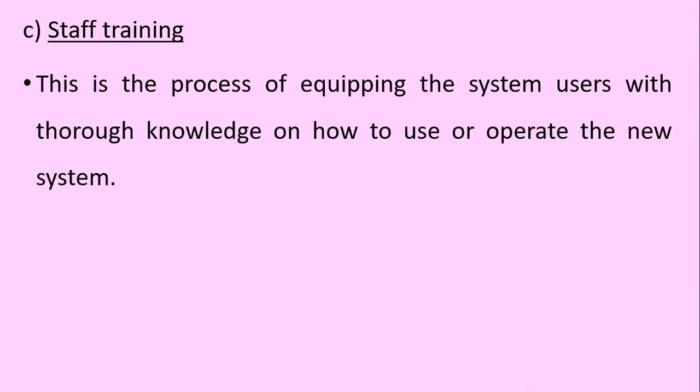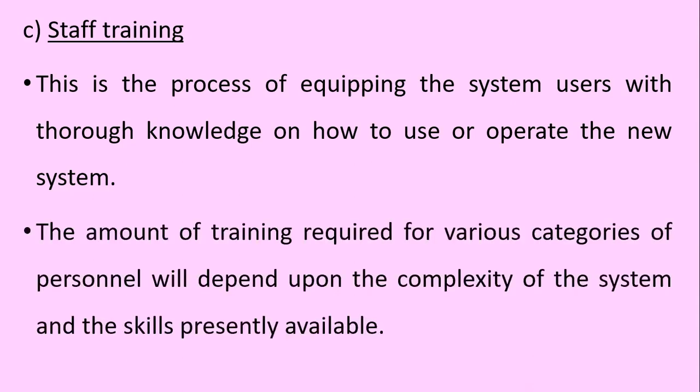What about when it comes to staff training? What is supposed to be done? Staff training is the process of equipping the system users with thorough knowledge on how to use or operate the new system. The amount of training required for various categories of personnel will depend upon the complexity of the system and the skills that are presently available.